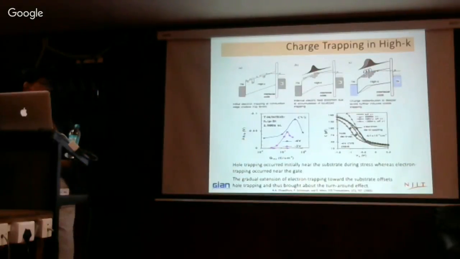So hole trapping actually occurs initially near the substrate during the stress, and the electron trapping occurs near the gate. So that happens once we do this experiment. The gradual extension of electron trapping towards the substrate offsets the hole trapping. That is one, and then detrapping changes the shift back. So this is actually the initial electron detrapping, so it moves back this way, the hole detrap moves back that way.